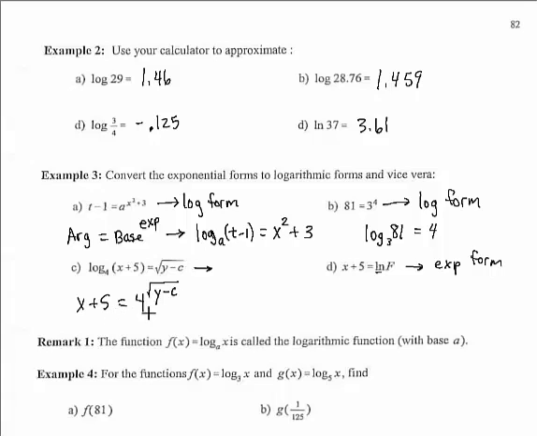So it's really just a matter of learning the proper places to rearrange the different parts: the argument, the base, and the exponent. And you need to go back and forth between the two forms. And so this square root of y minus c, this whole thing is a superscript. It's an exponent.